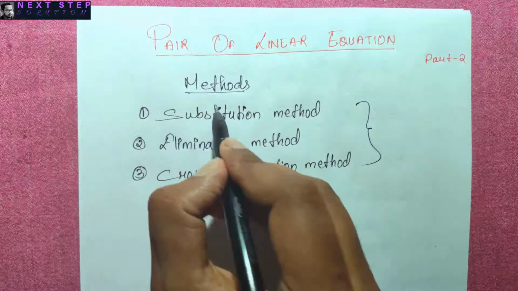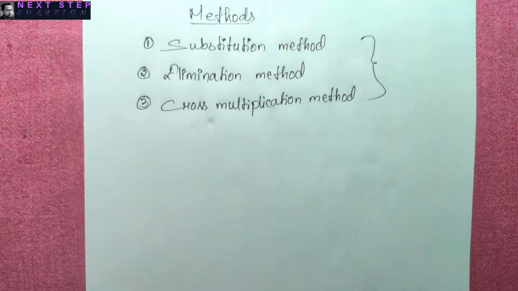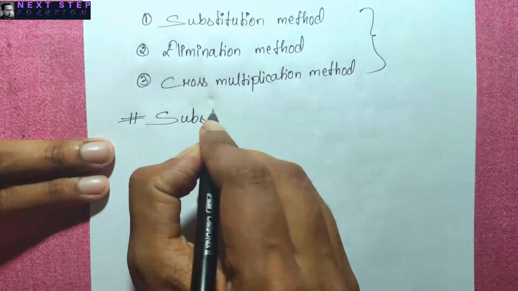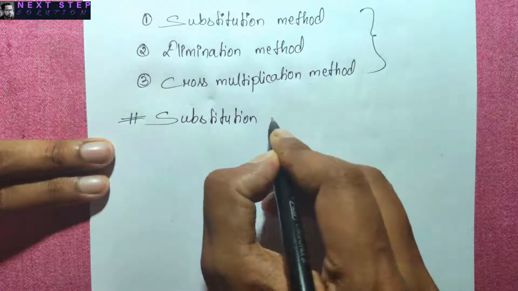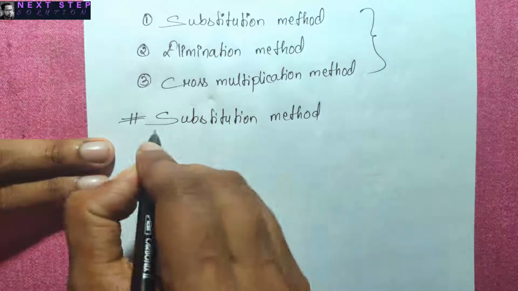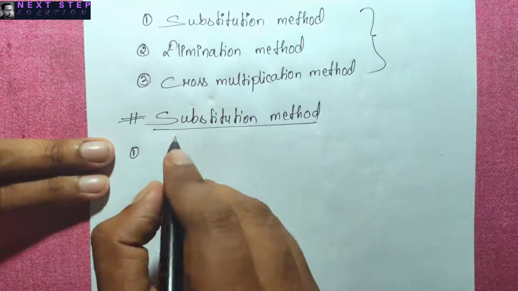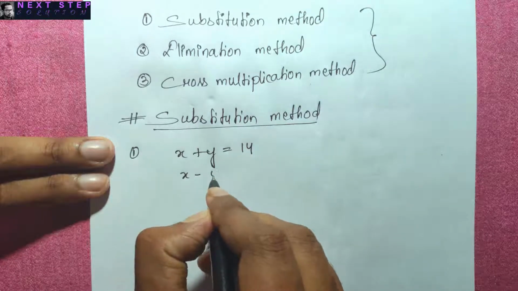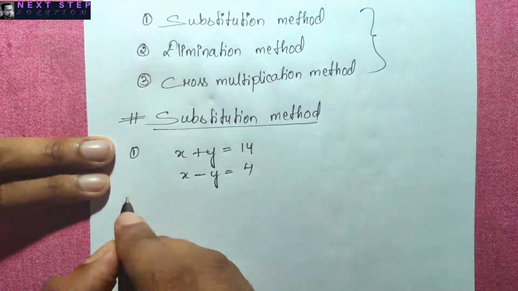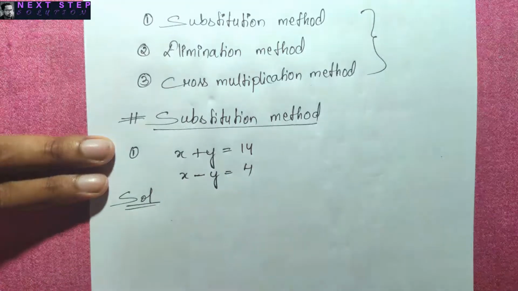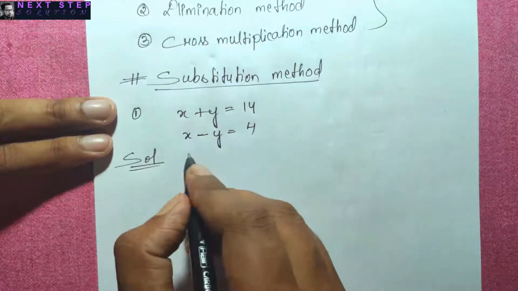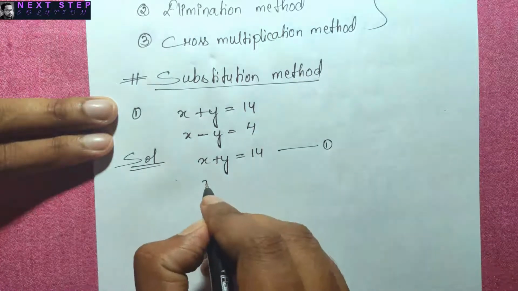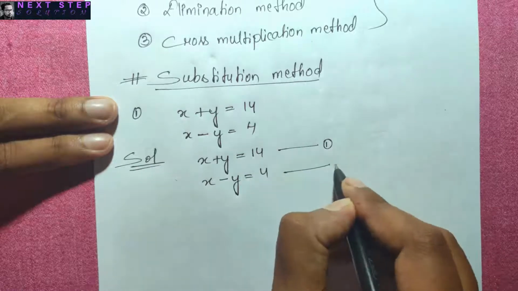You observe me solve some of the questions and you'll get to know how to use these methods to solve a pair of linear equations. The first is the substitution method. Let us take a question. Suppose the question is x plus y equals 14 and x minus y equals 4. Now to solve this question we have to take them as equation 1 and equation 2. So x plus y equals 14 is equation 1 and x minus y equals 4 is equation 2.